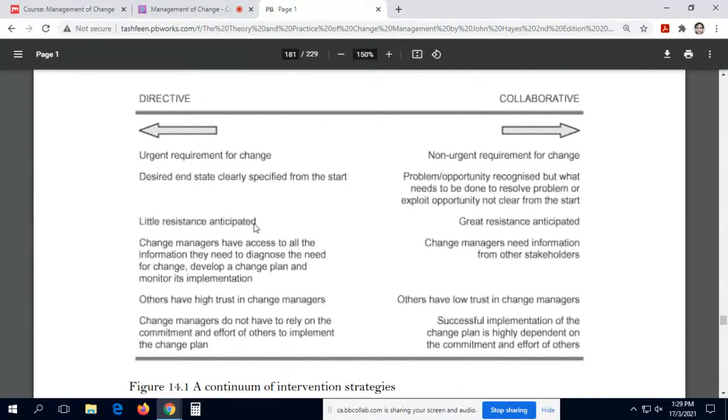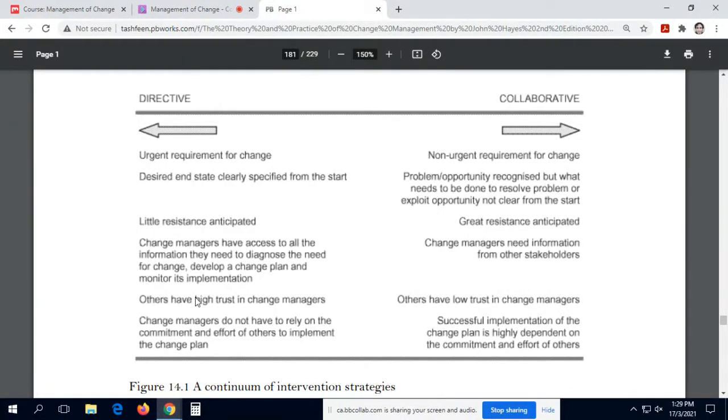Yeah. So non-urgent, urgent. Then look at this: little resistance anticipated. When resistance is not very much, then you can be directive. You can just give orders because there is not much resistance. But if there is great resistance, so imagine that already the staff is resisting what you are saying. Then you need to think about some type of collaboration to bring them on board, to listen to their ideas, and then tell them why you are doing what you are doing, all of those things.